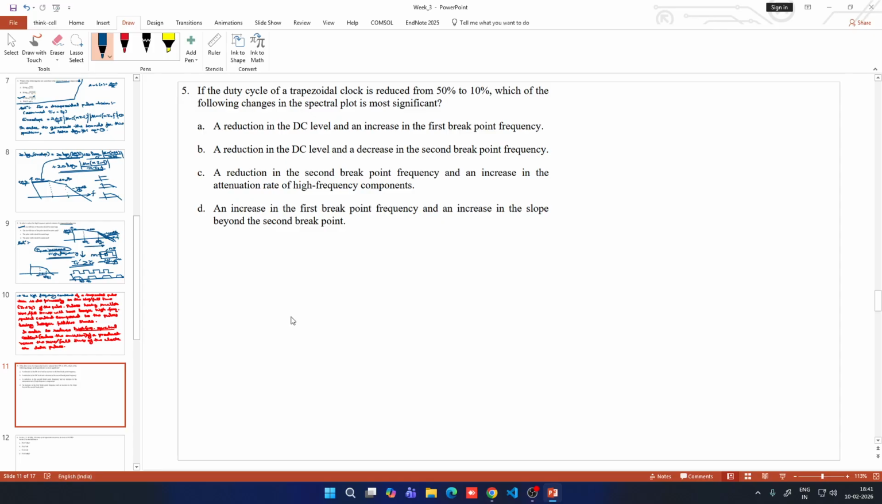If the duty cycle of a trapezoidal clock is reduced from 50% to 10%, which of the following changes in the spectral plot is most significant? So now this question is asking what will happen if we reduce the duty cycle from, let's say, 50% to 10%. What will happen to the spectral plot of that trapezoidal clock?